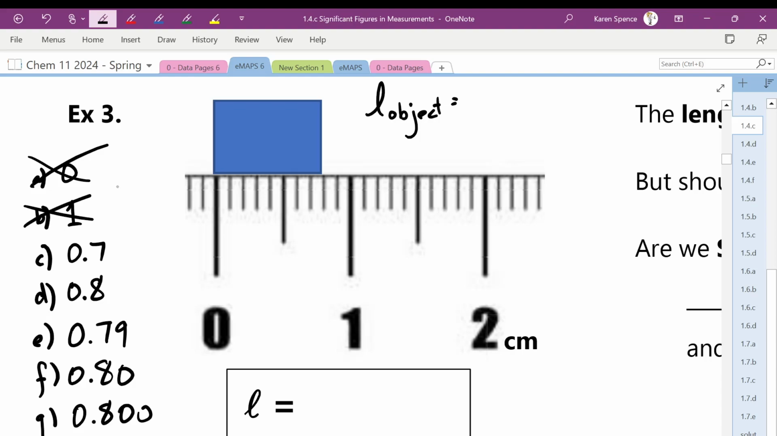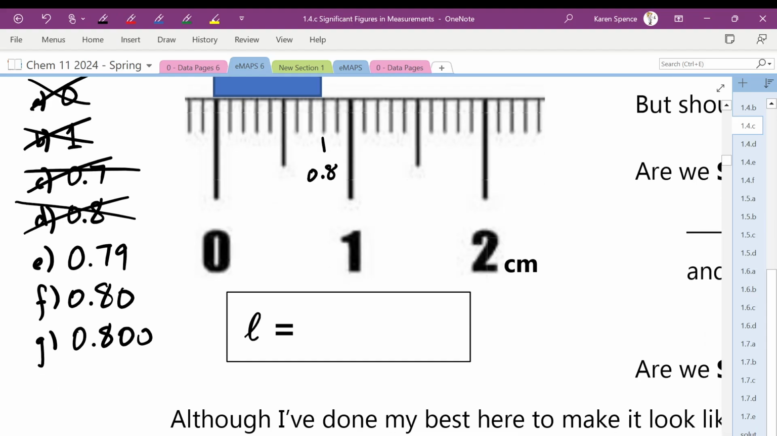C. Yep, it's not 7. How about D? Also not okay, even though this is 0.8. What's missing from that one? The estimated digit, another sig fig. How about E? Yes, E is okay. How about F? Yes, F is okay. How about G? Nope, because we already have our uncertain digit here and here.